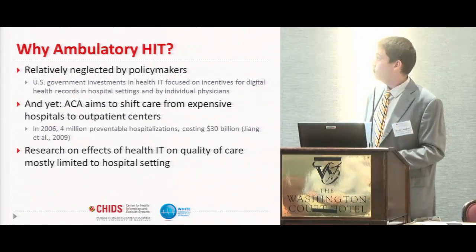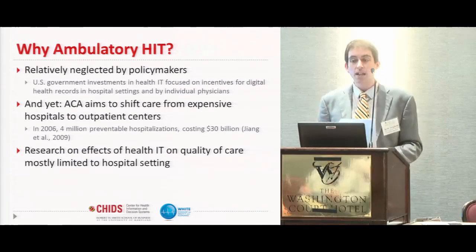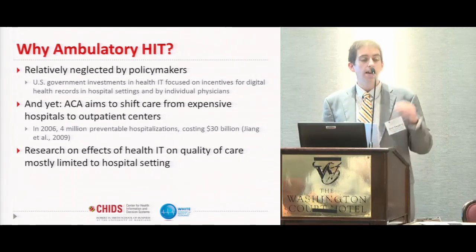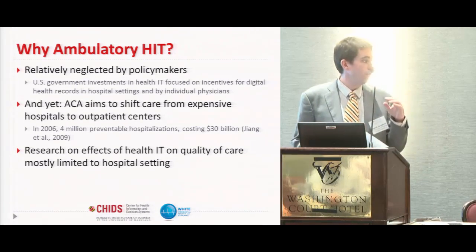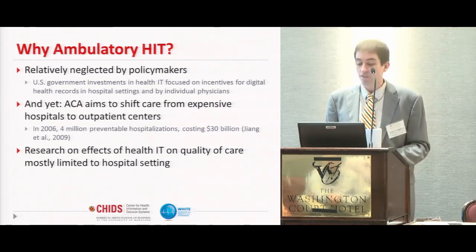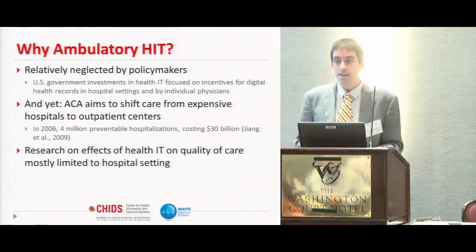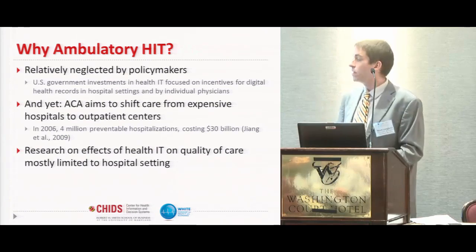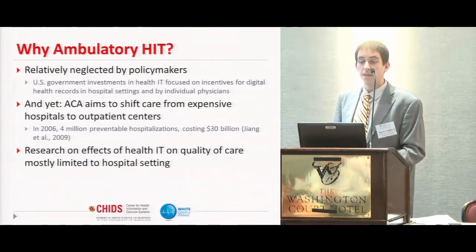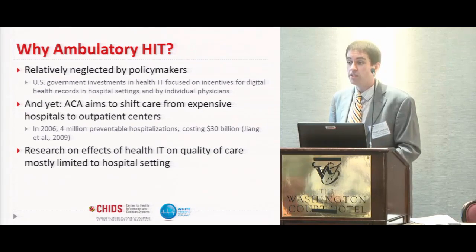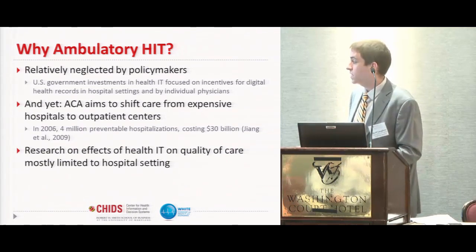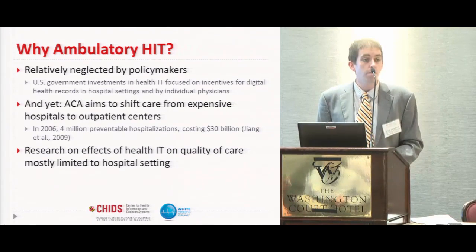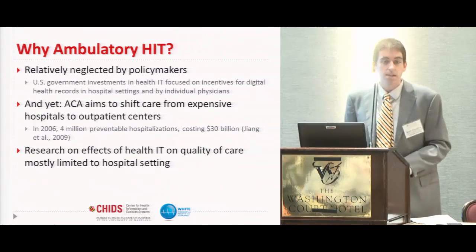Why are we interested in ambulatory health IT? Well, it's been relatively neglected by policymakers. The HITECH Act creates incentives for eligible professionals and for hospitals, but not for ambulatory facilities. And yet, in spite of that, the Affordable Care Act has a significant focus on shifting care from expensive hospitals to ambulatory facilities. And this is motivated by research such as Jiang et al. 2009 that found that in 2006 alone, there are 4 million preventable hospitalizations costing $30 billion.